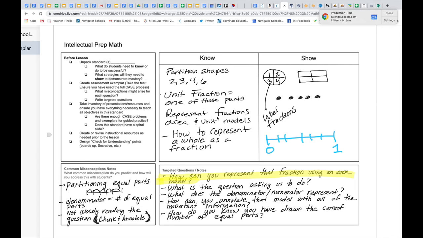The next one is, what is the question asking us to do? And that really goes back to that chunking of the problem and annotating the important information on the model. So making sure students are really closely reading those word problems.